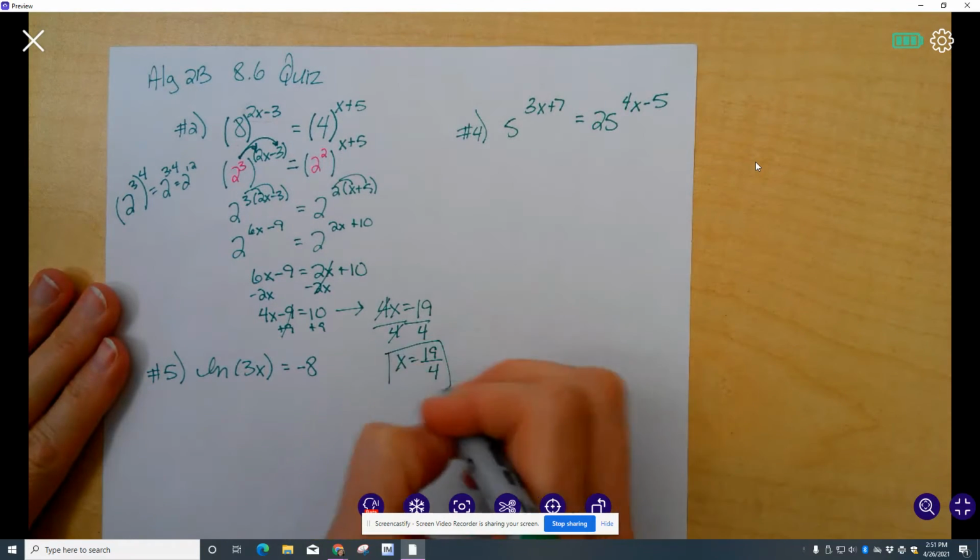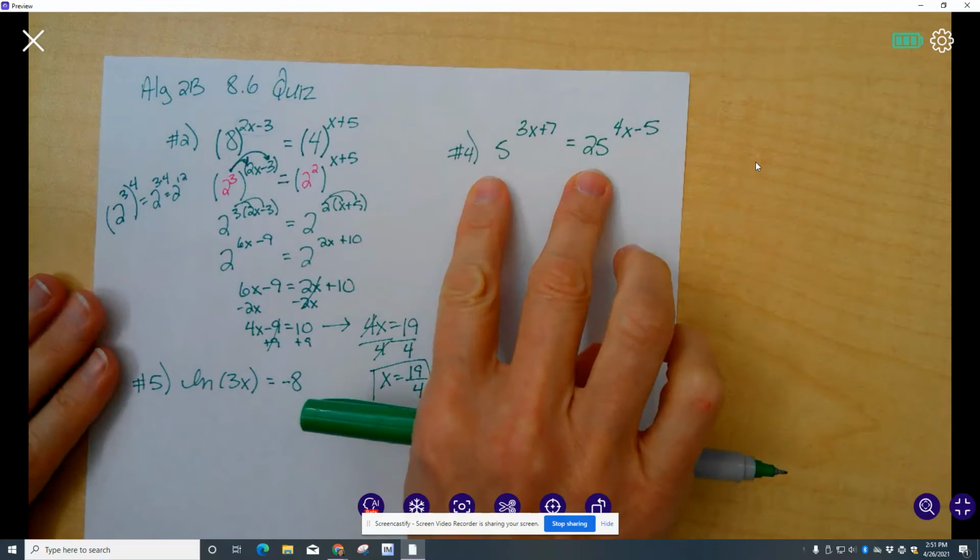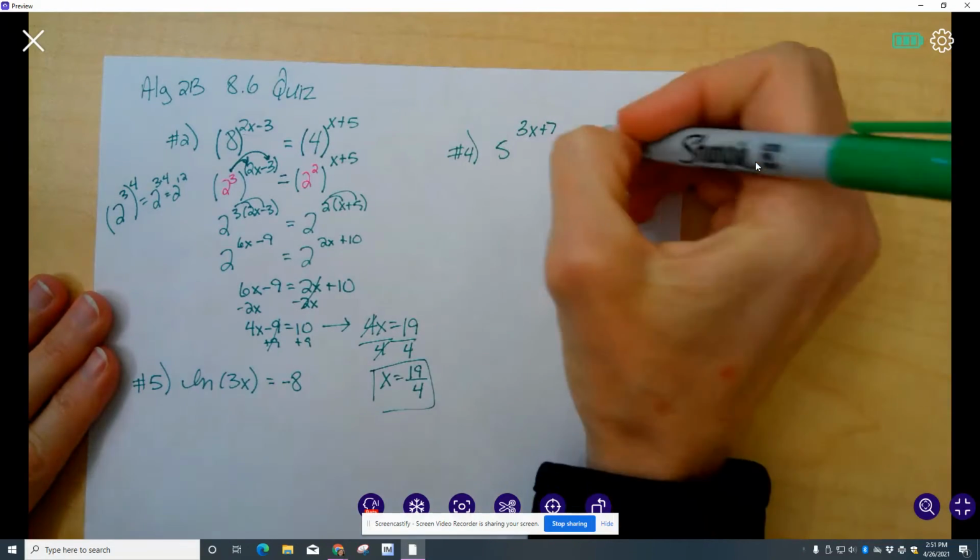All right, let's try this one. So my bases are not the same. This one, though, I know I can write 25.